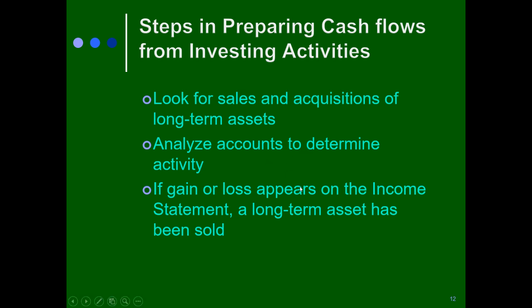And if a gain or loss appears on the income statement, a long-term asset has been sold. So this is an indication in the income statement. You can use information from the income statement to understand whether there is any disposal or any purchase of long-term assets. Look if there are any gains or losses, as it is an indication that there is some movement for the long-term asset.